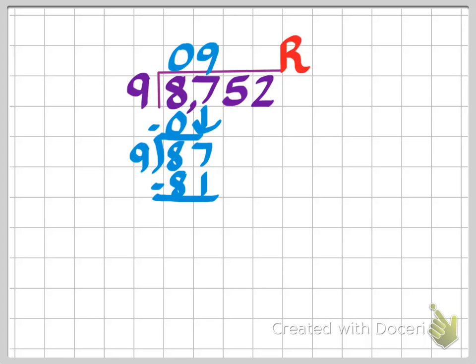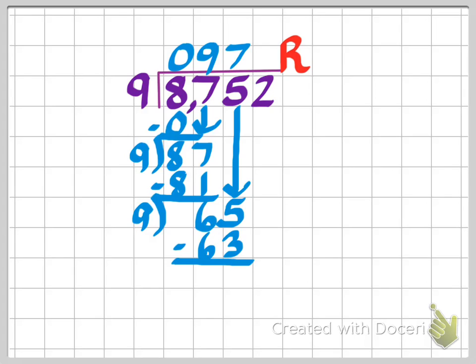And then we had to subtract. 7 take away 1 is 6. And 8 take away 8 is 0. Then we bring down the 5. Now we do it all over again. You say, how many times does 9 go into 65? And that would be 7 times. 7 times 9 is 63. Subtract, which is 2. Bring down the 2. Then you do it all over again.